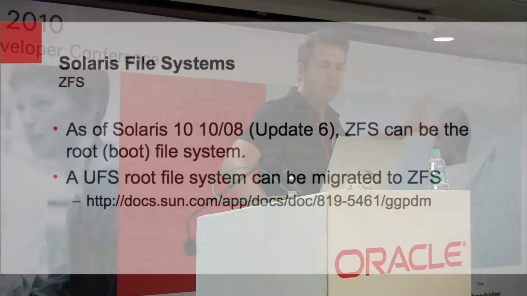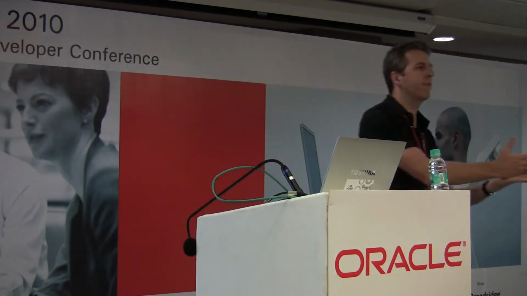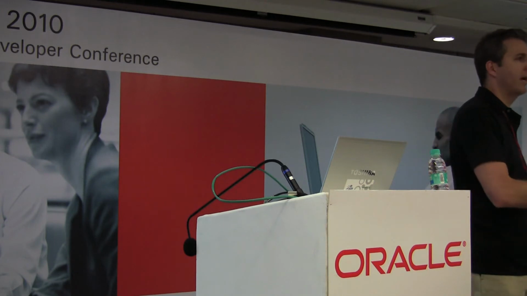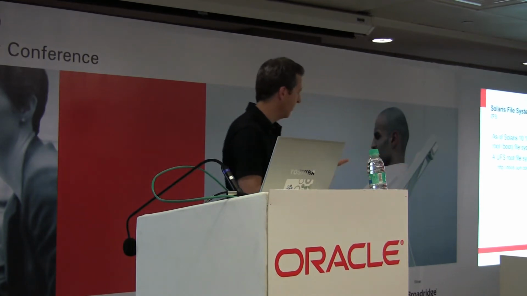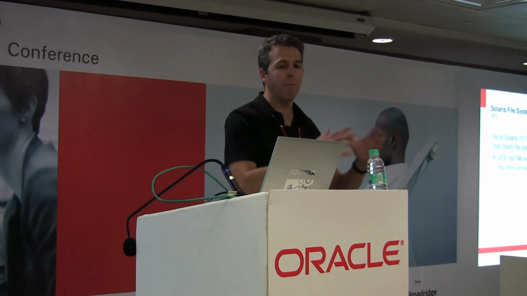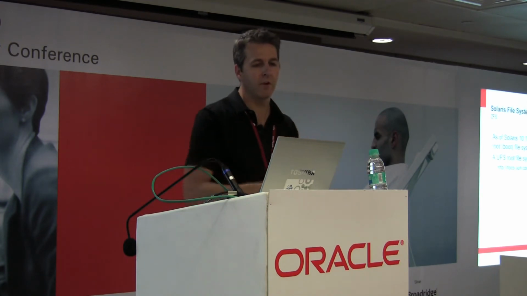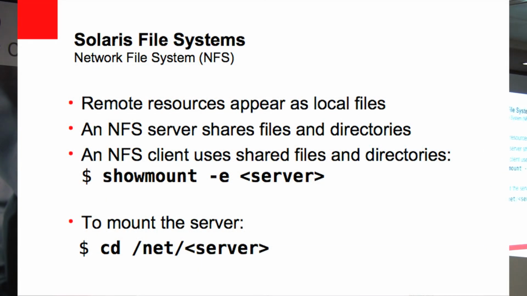So quickly, one thing about ZFS is it was introduced in update 6. I told you there's been 8 updates already. So this was almost 2 years ago, a year and a half ago. It can now be the root file system, meaning you can actually boot off of ZFS. The big benefit to that is the live upgrade, so that now when you create a snapshot, it's instantaneous, and that upgrade will be much quicker than using UFS. I put a link there to a URL that tells you how to migrate a system that is currently using UFS as your root file system to ZFS. And then finally, I want to talk quickly about NFS, and I think it's best with a demo. So let's close with that.